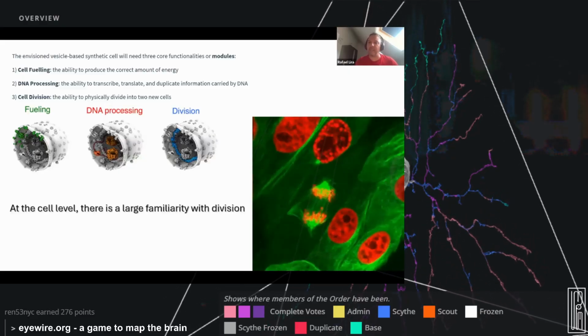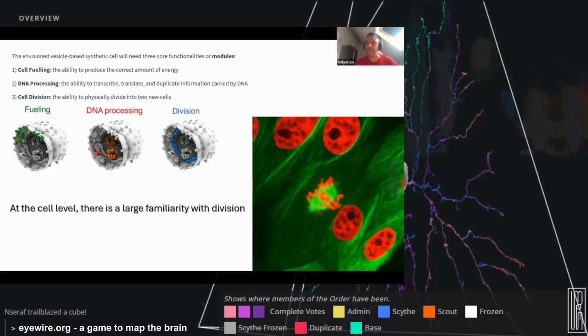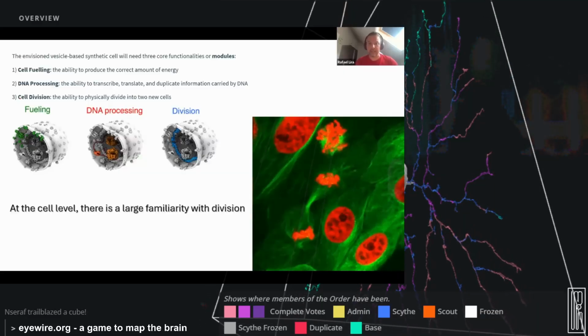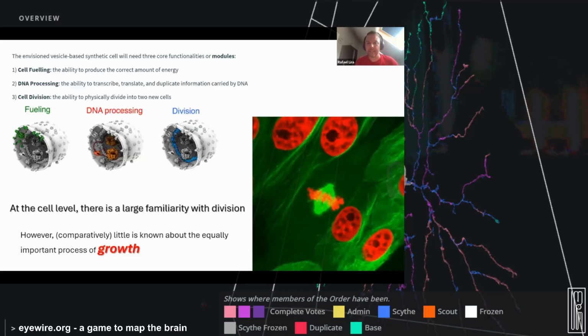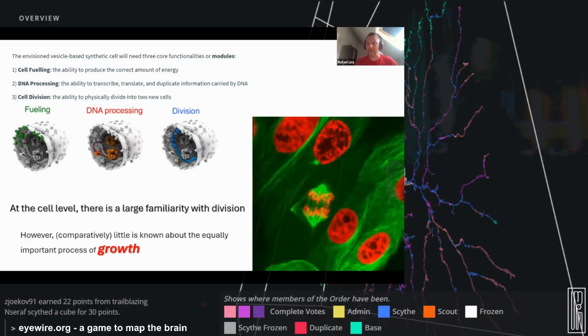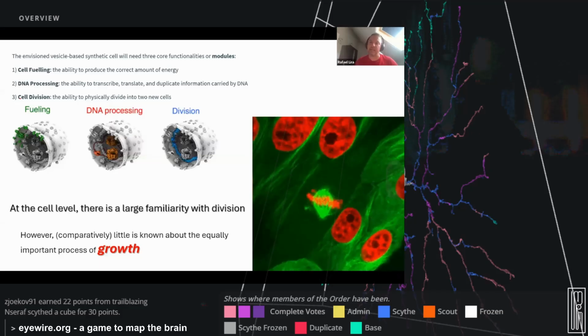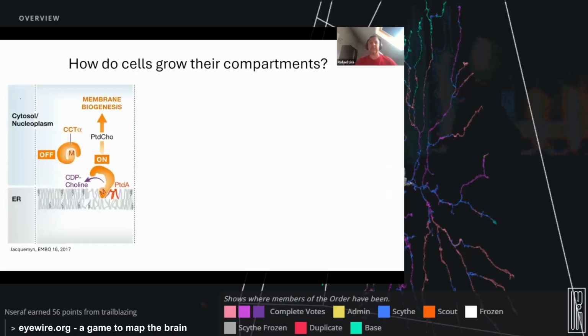We are in general very familiar with the process of cell division, where we see these striking morphological changes that cells undergo. So there is, at the cell level, a large familiarity with the division process. However, comparatively, a lot less is known about the equally important process of growth. And growth is as important as division, because divided cells will have half of the content of the cells just prior to division. So to take inspiration from cells, we need to learn how cells duplicate their membrane compartments. Membranes will be the main topic of the talk here.